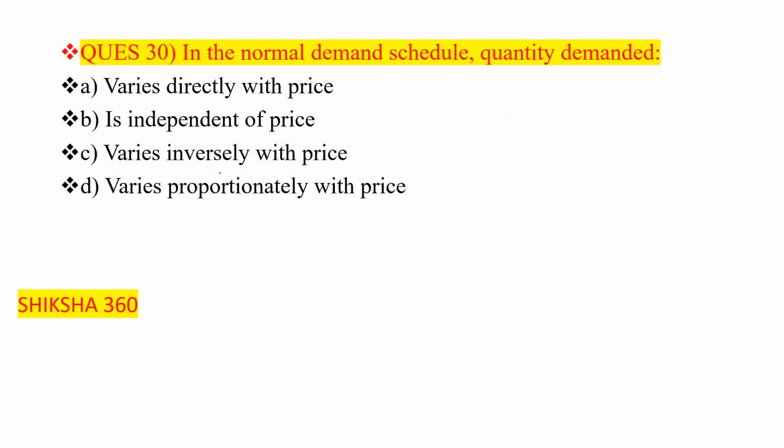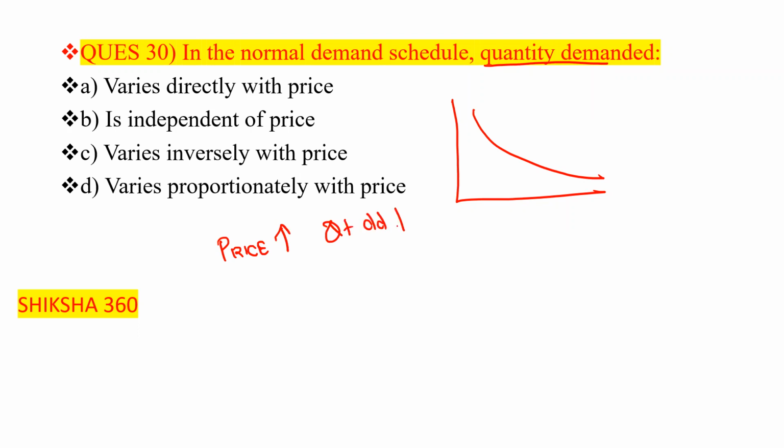Simple question, just they are in the normal demand schedule. Clear, basically in the normal demand schedule, quantity demanded. If the price is going to increase, quantity demanded is going to be decreased. And if the price is going to decrease, quantity demanded is going to be increased. Clear, this is the normal demand schedule.